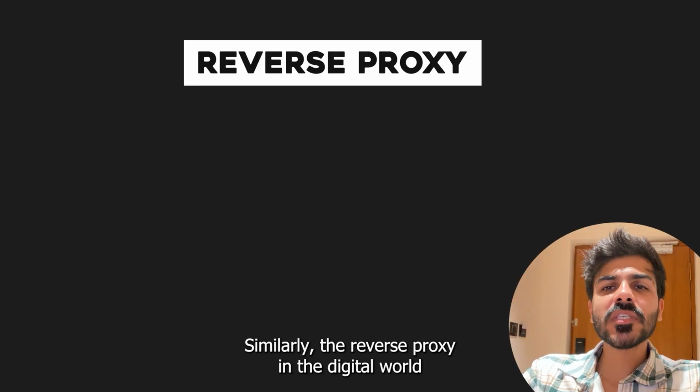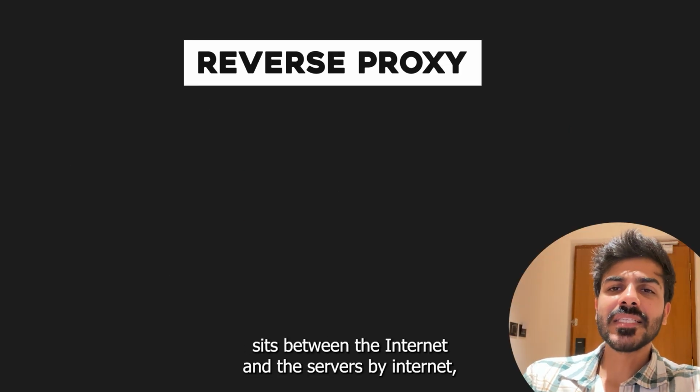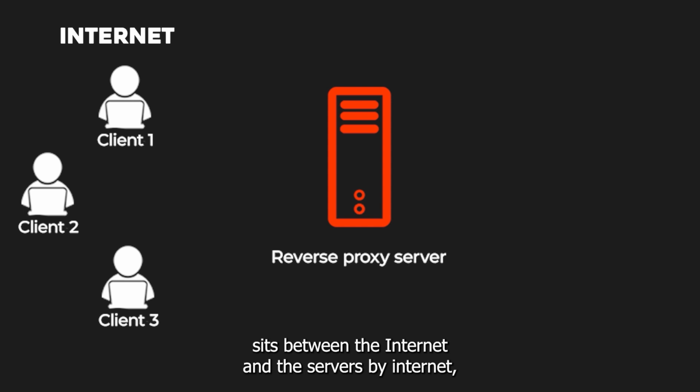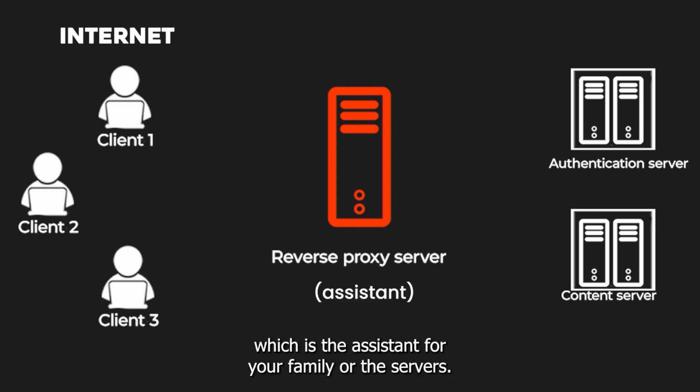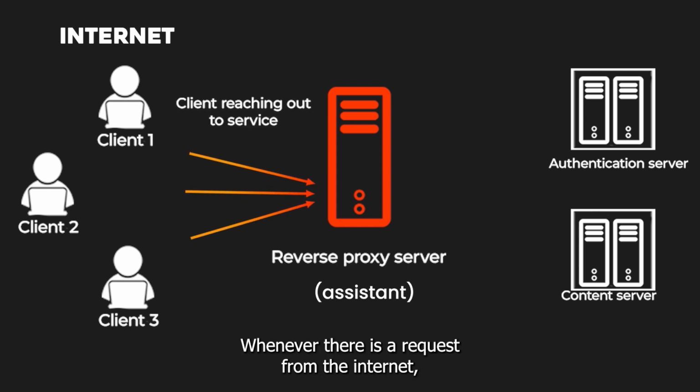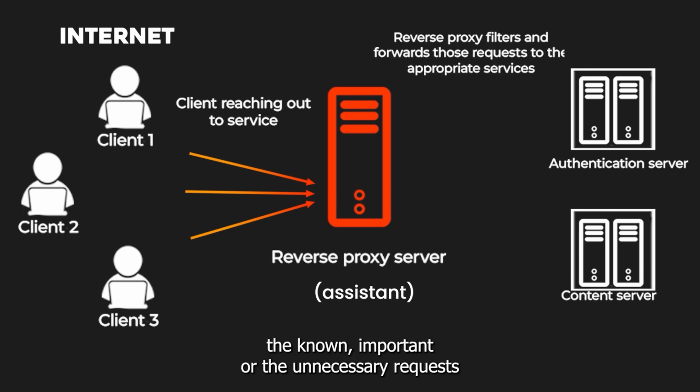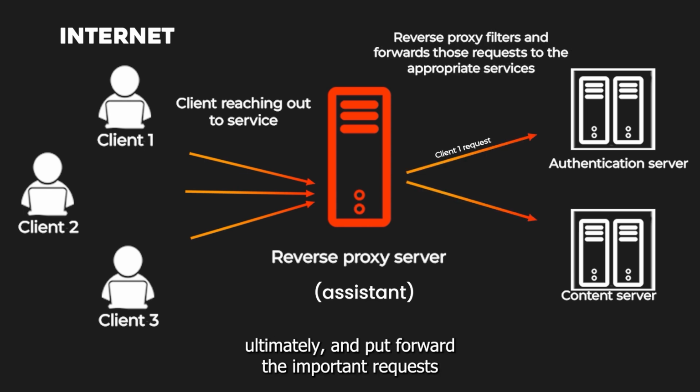Similarly, the reverse proxy in the digital world sits between the internet and the servers. By internet, you can imagine the outside world. By servers, it's your family. And here is the reverse proxy, which is the assistant for your family or the servers. So how does it work? Whenever there is a request from the internet, the reverse proxy would first receive it. It would filter the non-important or unnecessary requests. Ultimately, it would forward the important requests to the appropriate service.